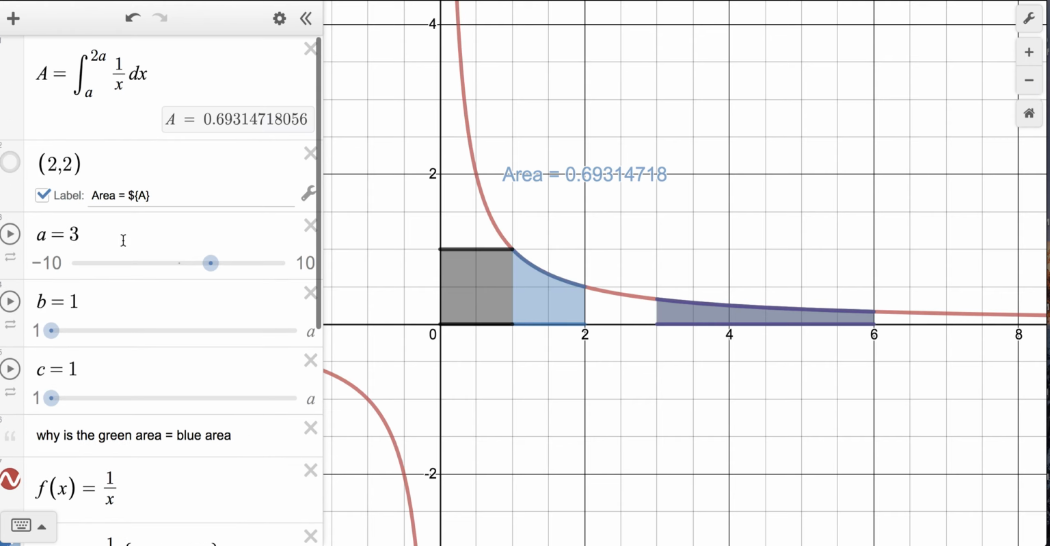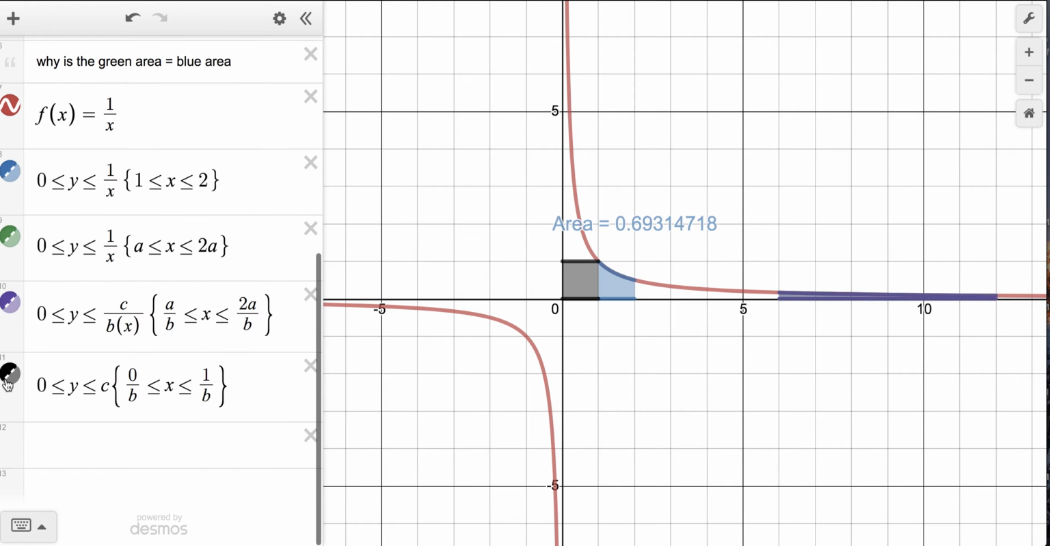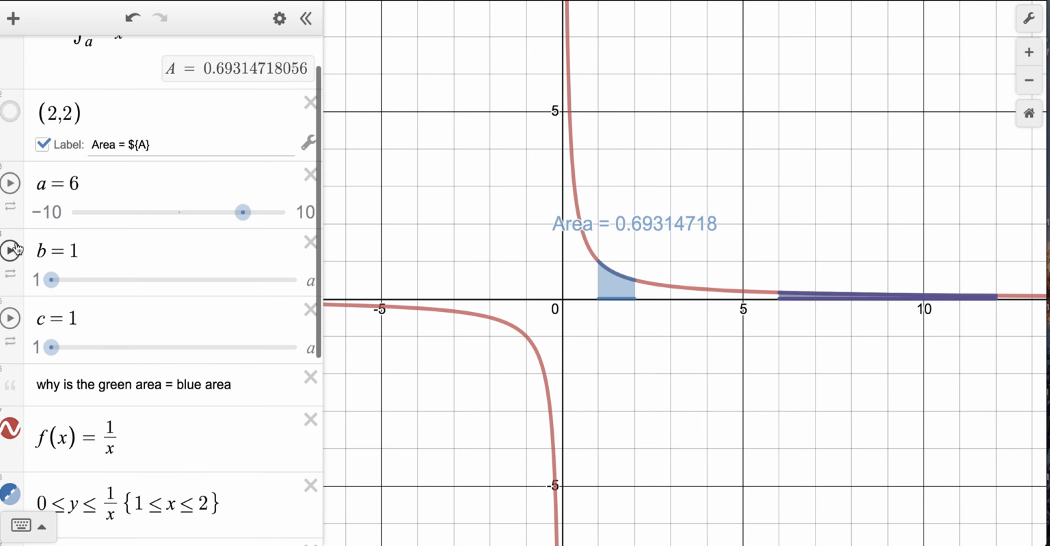What's cool about this animation is it works no matter what you use. So let's just do one more. Let's go from 6 to 12, that tiny, tiny little area. First, let's scale in the x direction. And then let's scale in the y direction. It's just beautiful, I think, how that worked out.